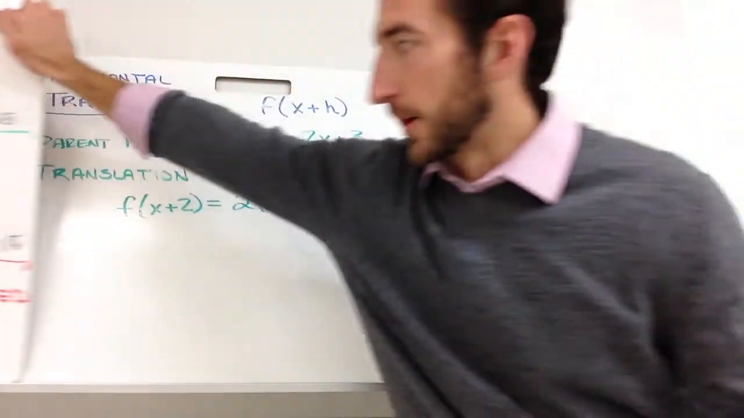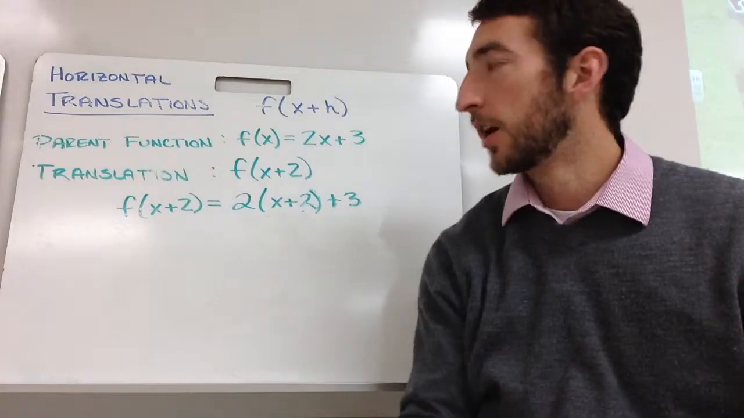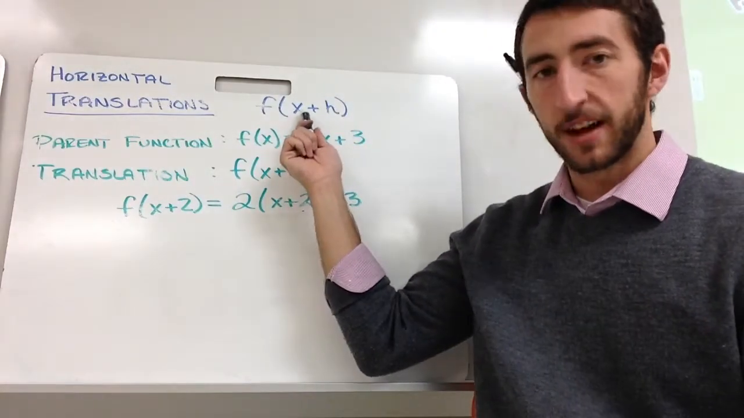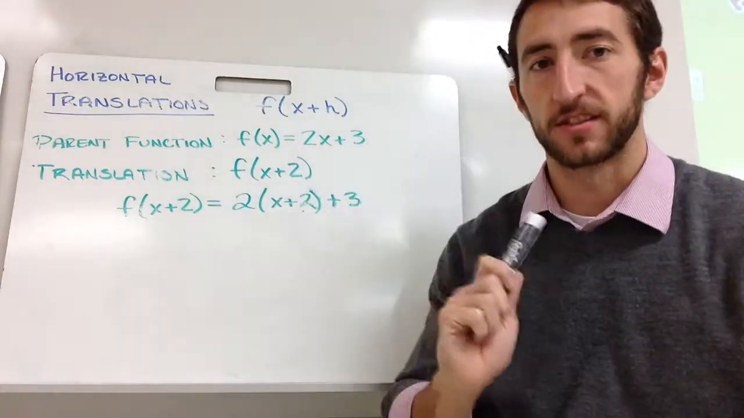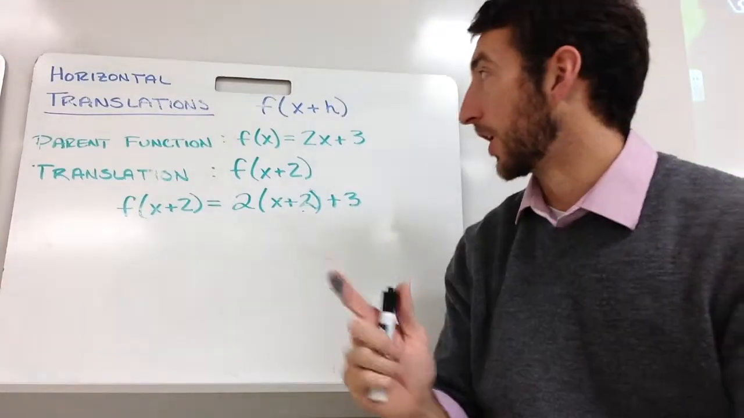Alright, so now let's talk about horizontal translations. Horizontal translations is all about moving stuff left and right. So if you notice, the h is on the inside with the x. And remember, our x-axis goes left and right. So that means that we're going to be moving my function left and right.